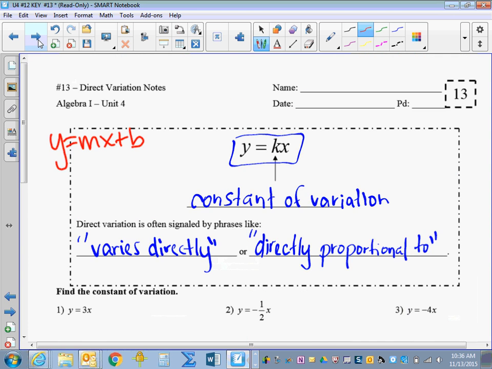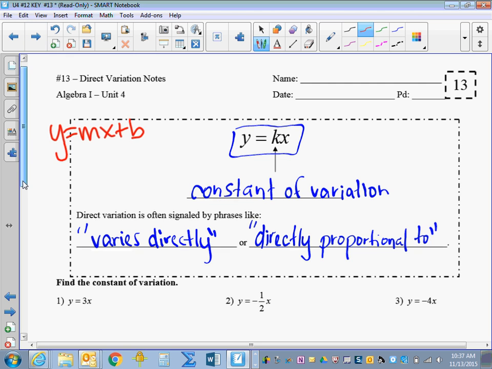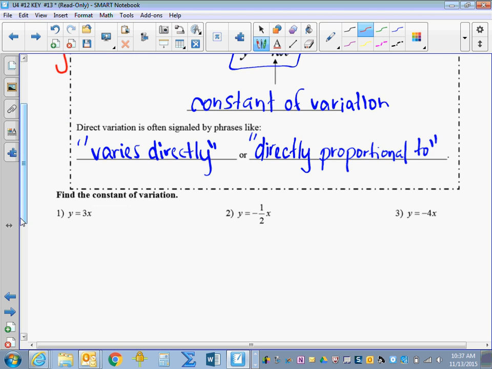All right, so this is similar to our y equals mx plus b equation. We'll talk about that a little bit more here in a second. All right, so our first problem here. Find the constant of variation.